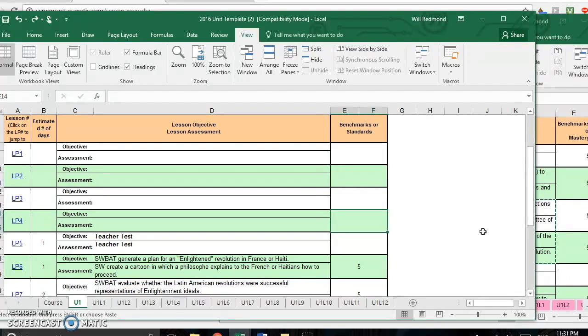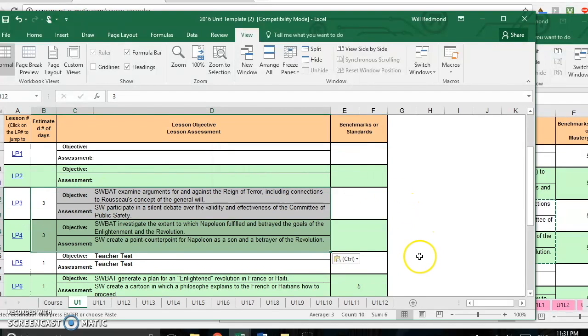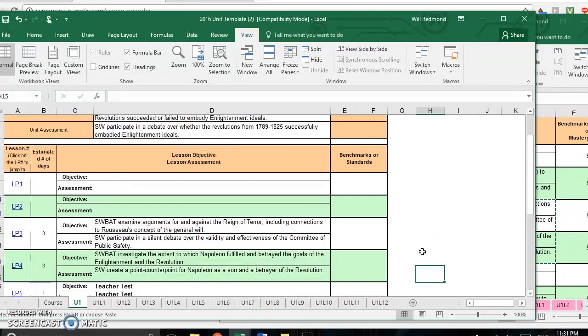You shouldn't have too much going on before you get to the test. I think a good rule of thumb is to make sure you're always at analysis by the test. So here, we've got the lesson before the test, SWBAT investigate the extent to which Napoleon fulfilled and betrayed the goals of the Enlightenment and the Revolution.